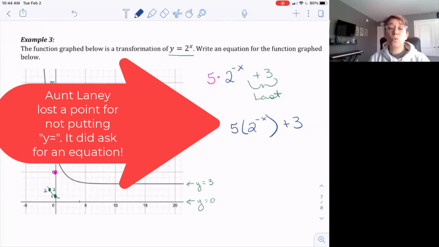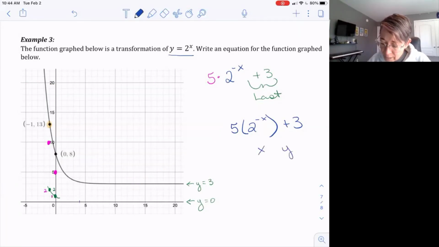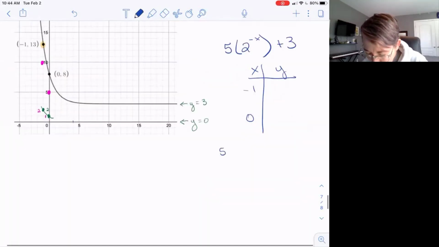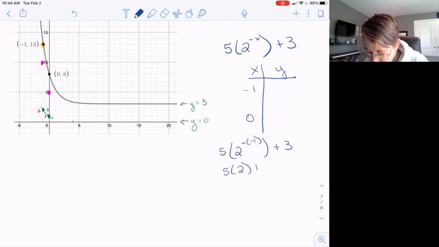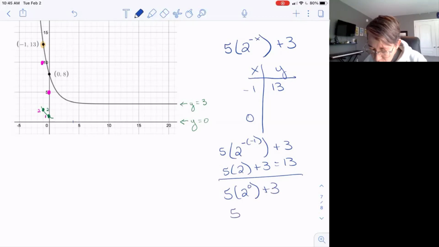It's always a good thing to check, either by graphing it in your graphing calculator or doing an XY table, to see if you do in fact get the points that were given. Well, the 2 points were at -1 and 0. So if we plug in a -1 to that equation, we would get 5 times 2 to the opposite of -1, plus 3. So that's 5 times 2 to the +1 plus 3, which does in fact give us 13. So that works. And if we plug in 0, we get 5 times 2 to the power of 0 plus 3, which is just 5 times 1 plus 3, which is in fact 8.